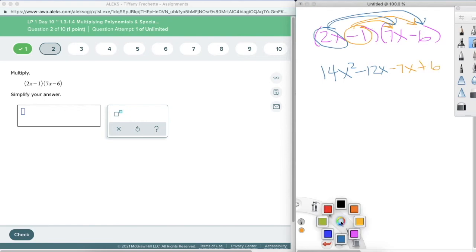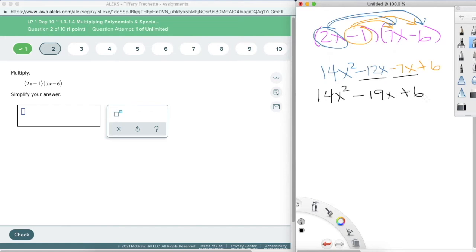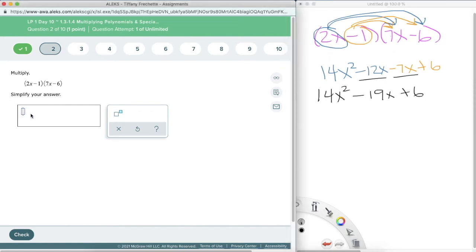Now I just need to make sure I go through and I combine my like terms. So my like terms should be in the center in this method. That's generally how it should work out. So 14x squared stays 14x squared. I have negative 12 minus 7. So they're both negatives, I'm going to combine them and keep the negative sign. Because I had 12 negative, I'm going 7 more negative. Plus 6. Alrighty, so that is a simplified trinomial here.